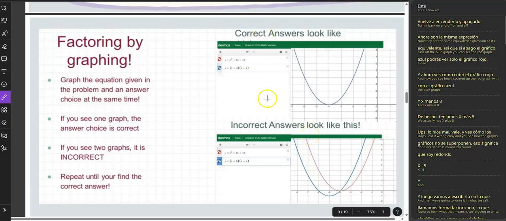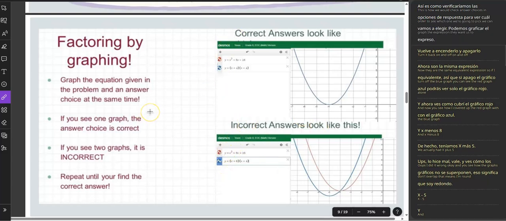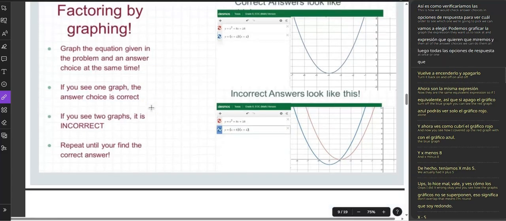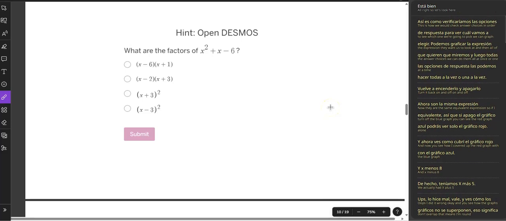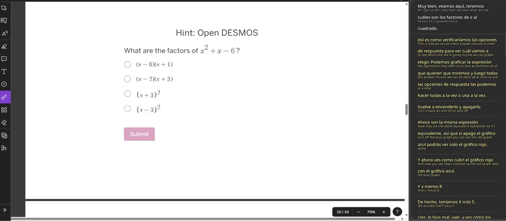This is how we would check answer choices in order to see which one we're going to pick. We can graph the expression they want us to look at and then all of the answer choices. We can do them all at once or one at a time. All right, so let's look here. We have: what are the factors of x squared plus x minus 6?